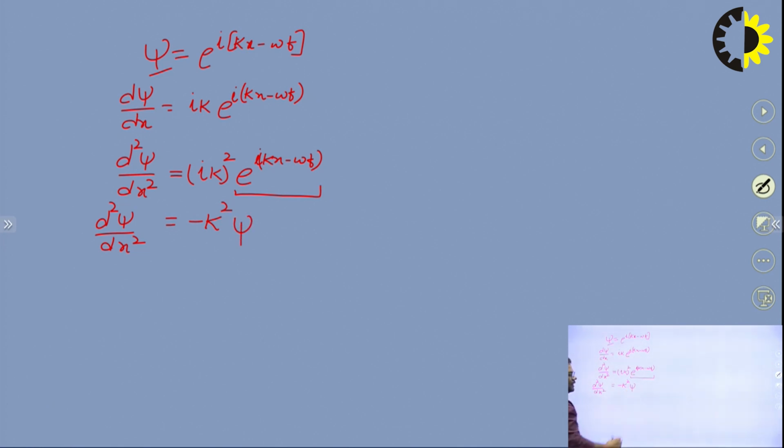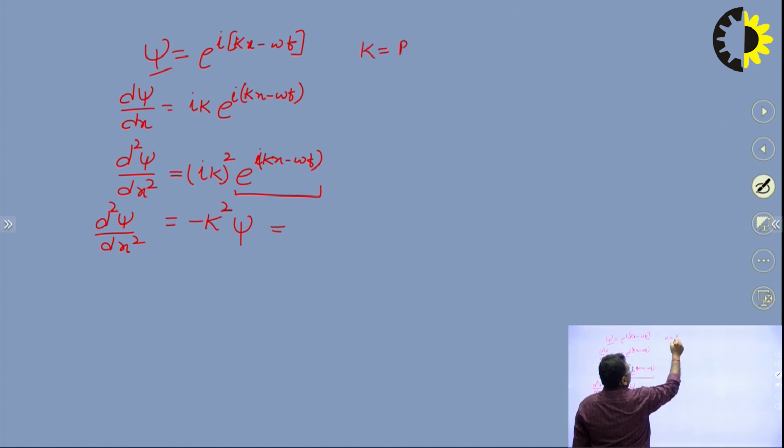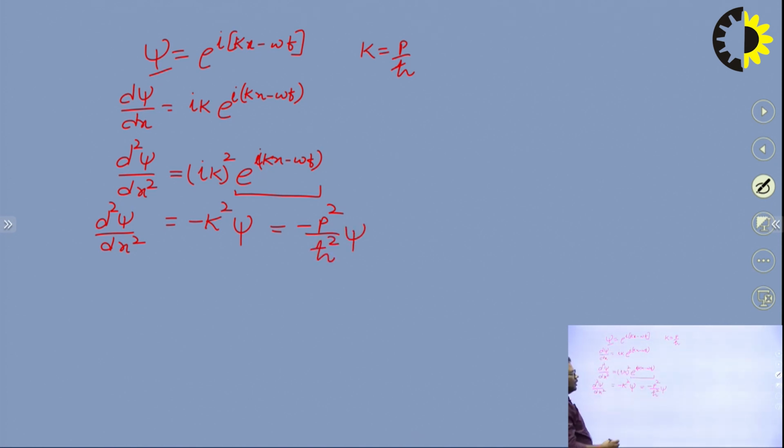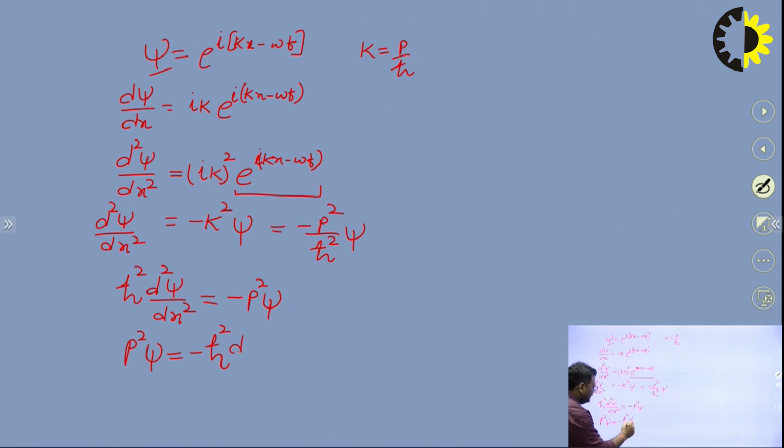So this will be psi minus k square psi, right? Now this k we have already solved, k is equal to p upon h cross. So here I can write that value. It will be minus p square upon h cross square into psi, or we can write it as h cross square d square psi over dx square is equal to minus p square psi, or p square psi will be equal to minus h cross square d square psi over dx square, right? So this is the equation that we will use in next steps.